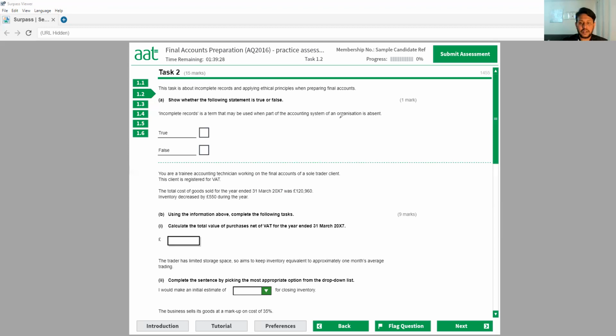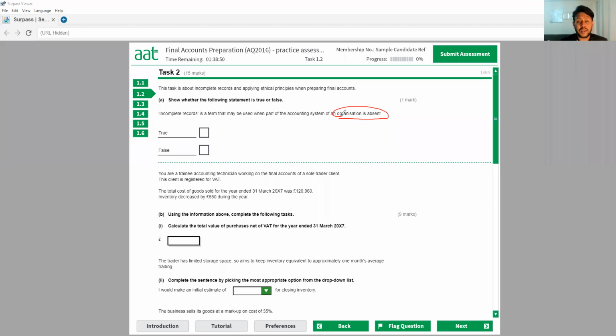That's true, because we only do the incomplete records when the owner of the business, or the bookkeeper, said we have something missing. For example, the owner says, sorry, I don't have any sales daybook, so I don't know how much the sales are. Or maybe they say, sorry, I don't have any purchase book, so I don't know how much my purchase is. For that reason, you have to use the techniques to find out how much the actual sales or the actual purchase is.